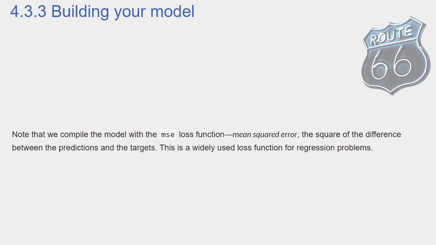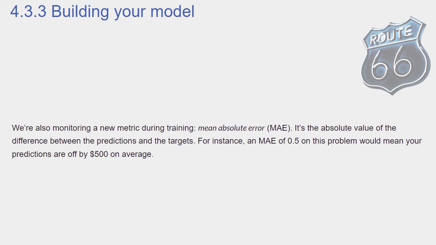Note that we compile the model with the MSE loss function, mean squared error, the square of the difference between the predictions and the targets. This is a widely used loss function for regression problems. We're also monitoring a new metric during training, mean absolute error, or MAE. It's the absolute value of the difference between the predictions and the targets. For instance, an MAE of 0.5 on this problem would mean your predictions are off by $500 on average.